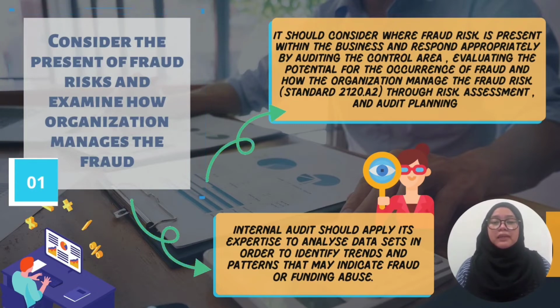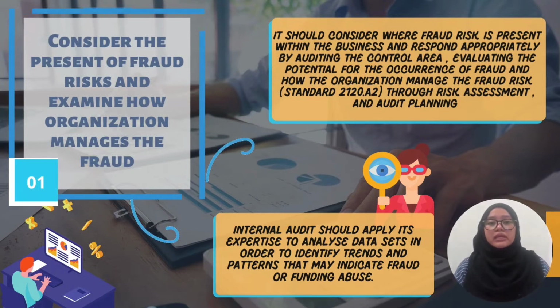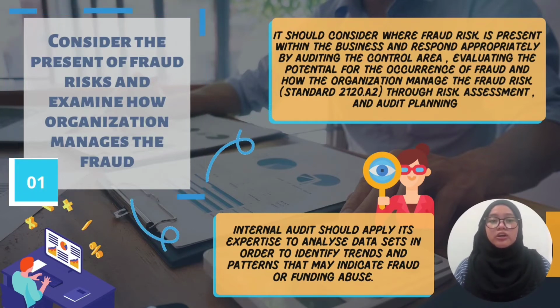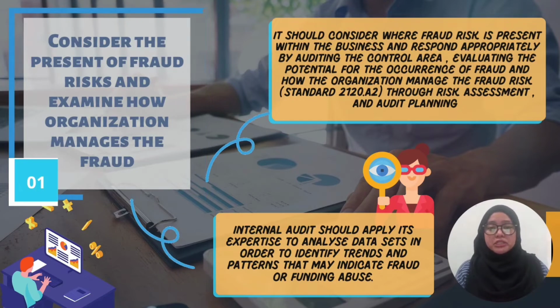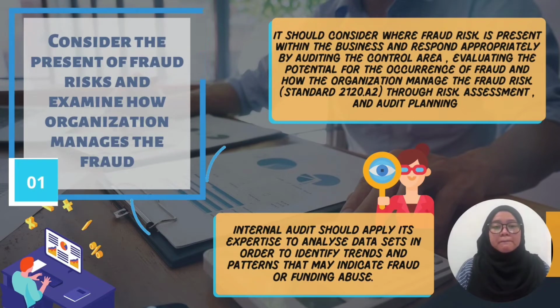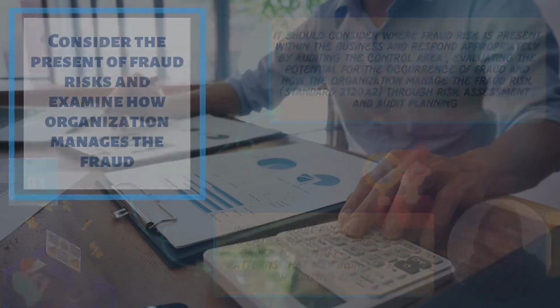Internal audit should apply its expertise to analyze data sets in order to identify trends and patterns that may indicate fraud or funding abuse. If adequate knowledge or expertise is not available within the internal audit team, the business should consider recruiting or engaging resources with the necessary knowledge or skill. The organization should have an anti-fraud response strategy in place that details essential rules and investigation procedures. When there is suspected fraud and related control failure, the strategy should spell out the function of internal audit.